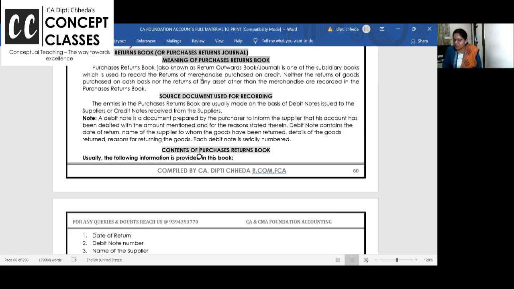Ready? Shall we start with one problem of the purchase return and the sales return? Very easy topic this is. One problem is also enough.